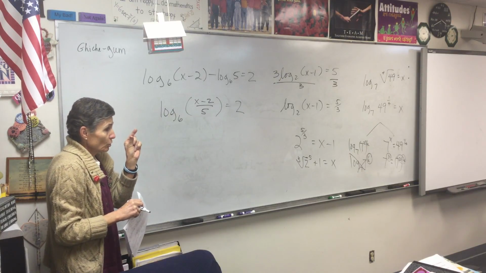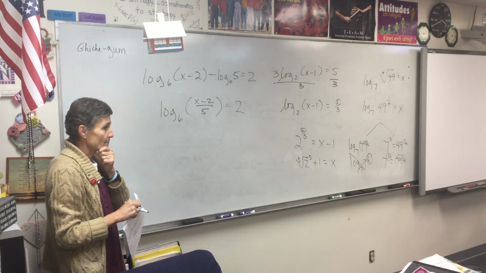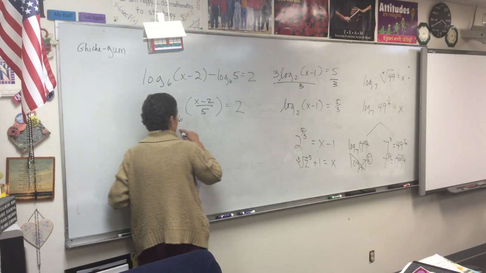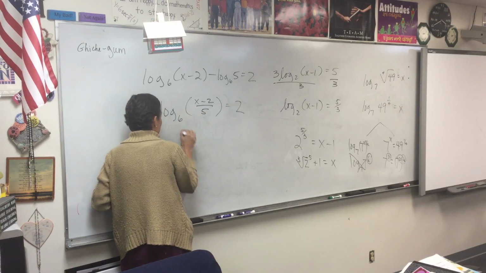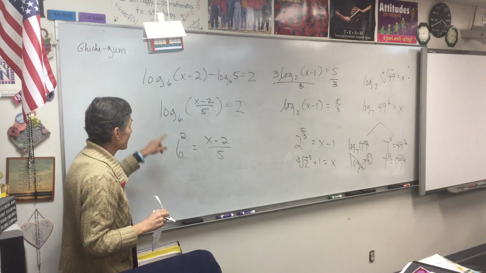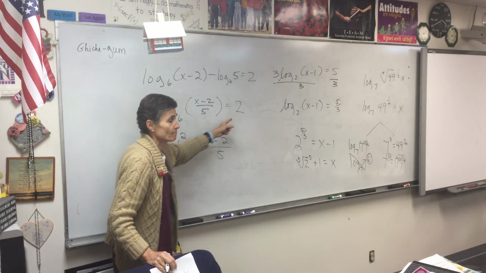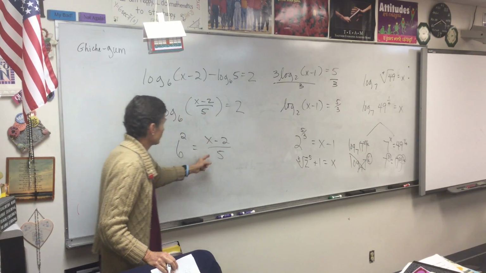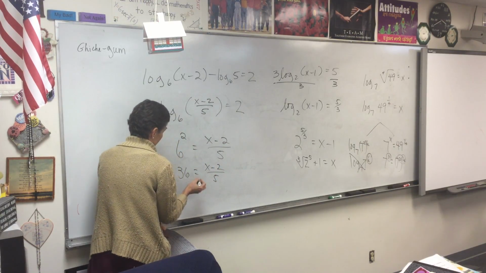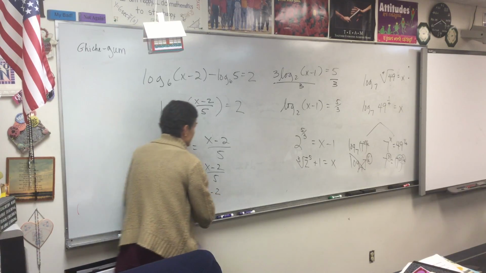You must put the logarithms together. You can only have one on a side. Now what? As soon as you get one on a side, then what are you thinking? 6 to the second equals x minus 2 over 5. That is how you solve logarithmic equations that have logarithms on just one side. You have to translate them. 6 to the second equals that. So 36 equals x minus 2 over 5. 180 is x minus 2, so it looks like the answer is 182.